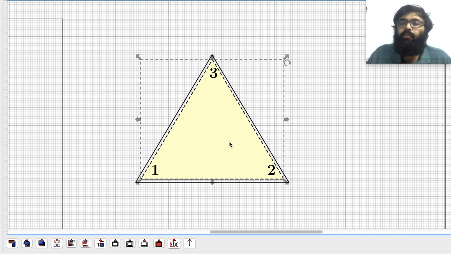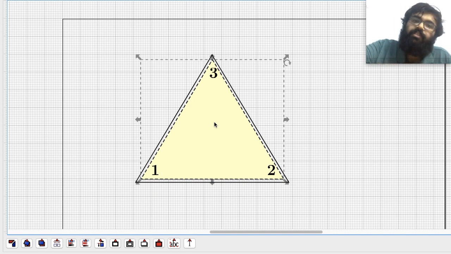So how much degree rotation is possible? There are three angles, so 360 by 3, that is 120, and multiples of 120. So a 120-degree rotation of this triangle will give us the same triangle. Same shape, because it is equilateral, it will sit inside. Then a 240-degree rotation also will give us the same shape. It will fit in the frame. And then again a 360-degree rotation.